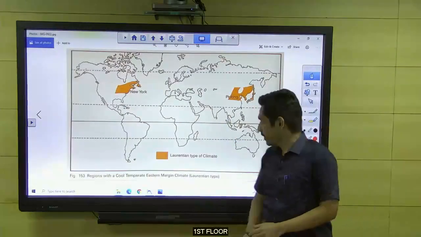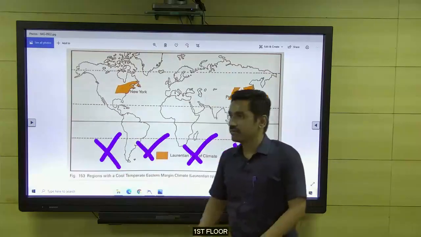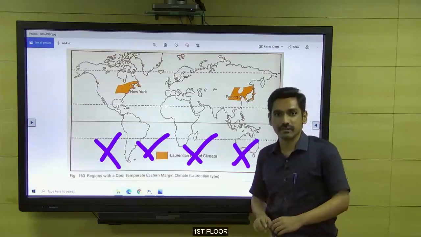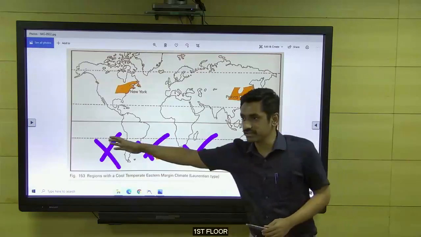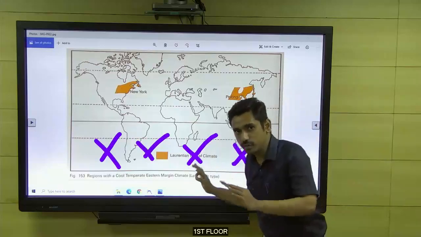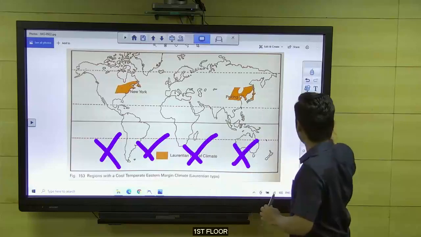First point you need to understand, there is no Laurentian climate in the southern hemisphere. We saw one more climate in the northern hemisphere similar to that. It was Siberian climate. Why? Because land is absent. Since land is absent, the climate is not present in the southern hemisphere. Point 2. So you have variations here also. So subclass variations between two places.